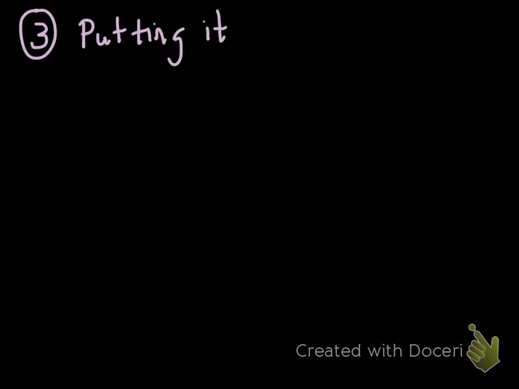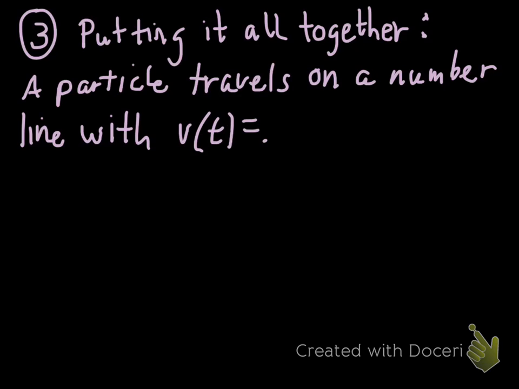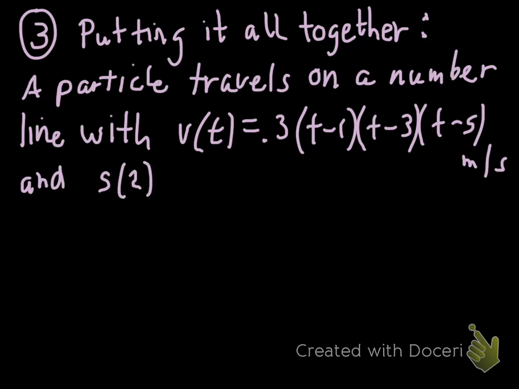Okay, so this time, let's put this all together. What we have is a particle that travels on a number line with velocity equal to 0.3 (t - 1)(t - 3)(t - 5) meters per second. So this is a cubic function. I see that it's going to have zeros at positive 1, positive 3, positive 5.